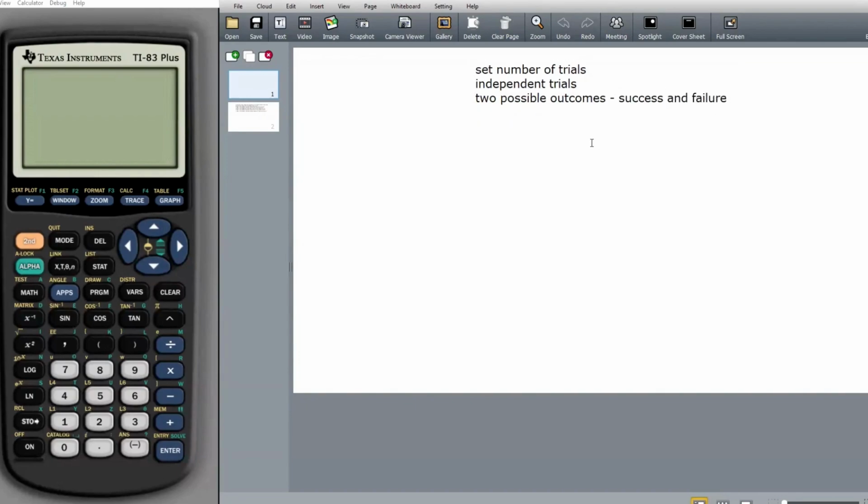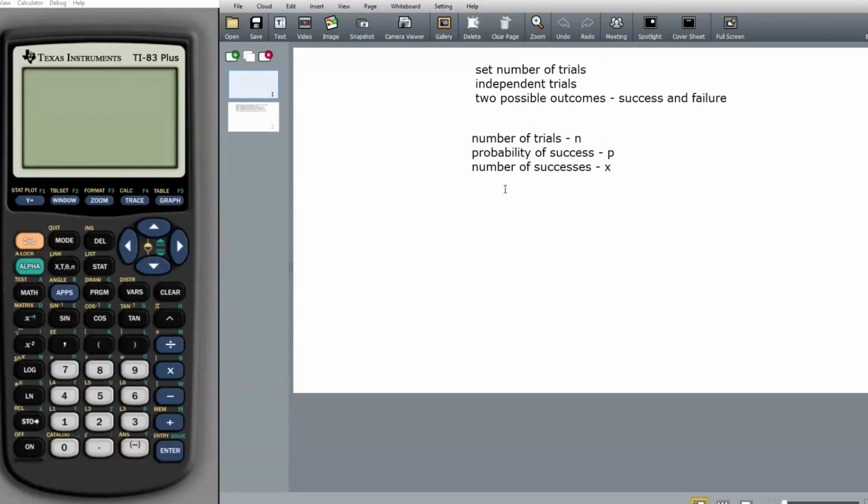Once I've identified that I have a binomial distribution, then I can find three important numbers that I need to substitute into my calculator. These include my number of trials, N, my probability of success, P, and my number of successes, X.